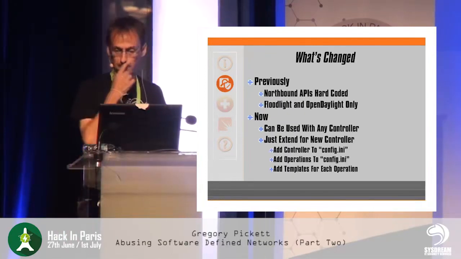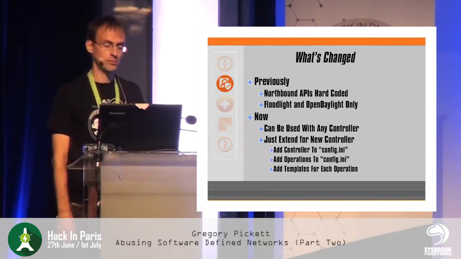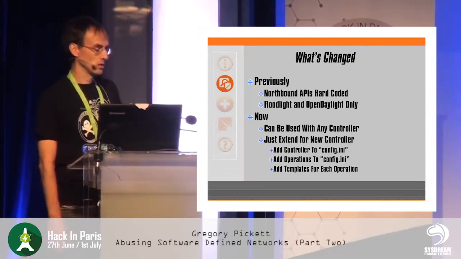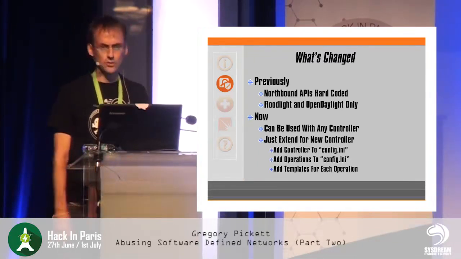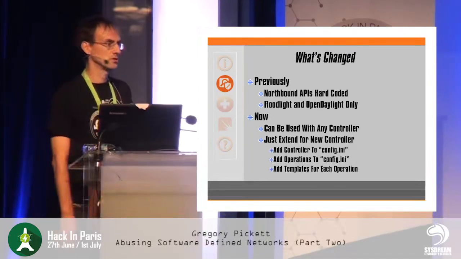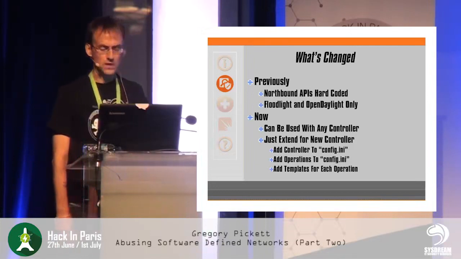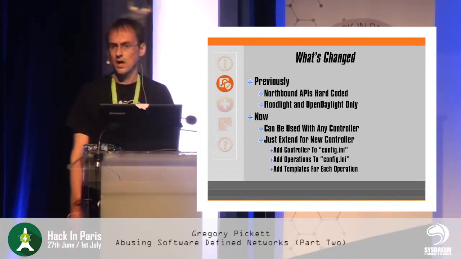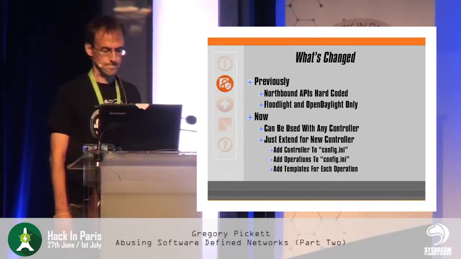So with the SDN toolkit, what's changed? Obviously before, as I've said, it was hard-coded. The northbound APIs were Floodlight and OpenDaylight only. Now what we're doing is modifying it to use templates so that it can be used with any controller. Right, you just extend it. For new controllers, you add to the config INI, right, there's a section for controllers, and then there's a section for each operation that you're going to be using with that controller. And then, of course, for each operation that you want to carry out, there's a template to go with it, right, for it to send.